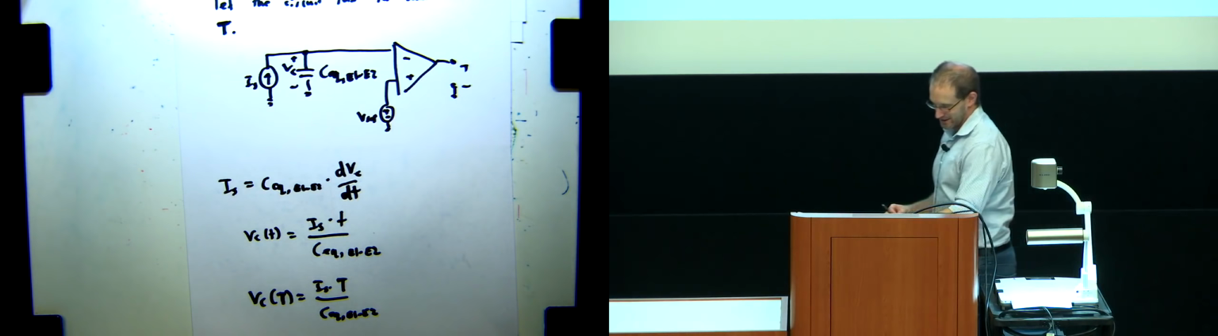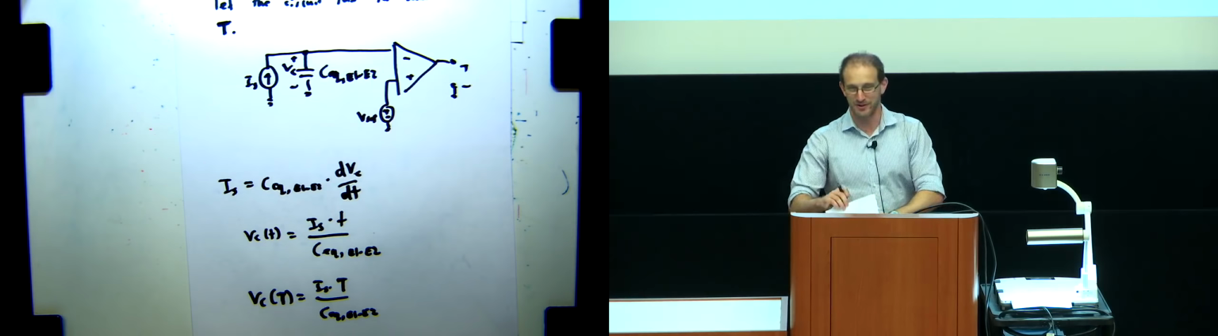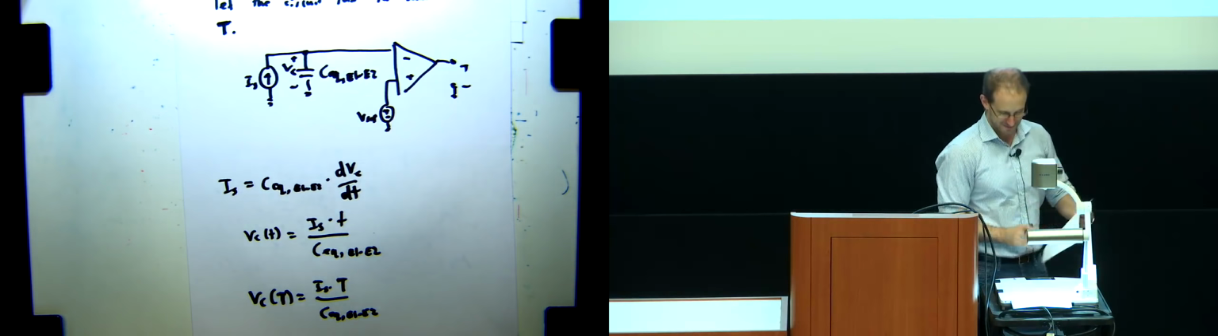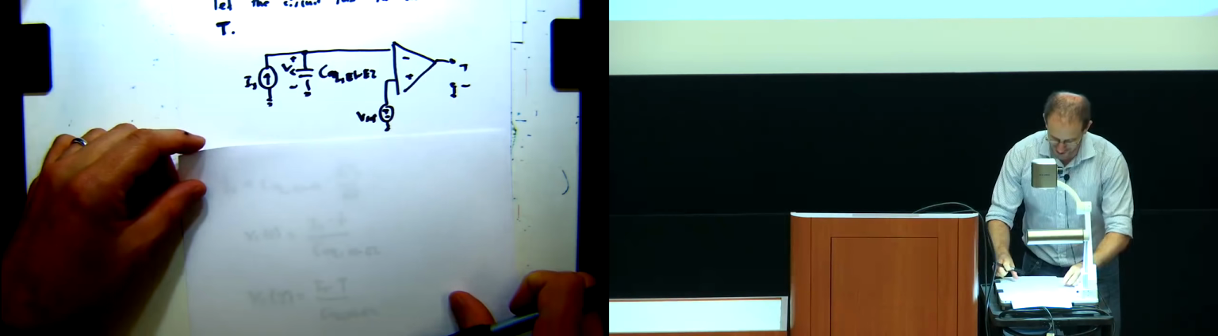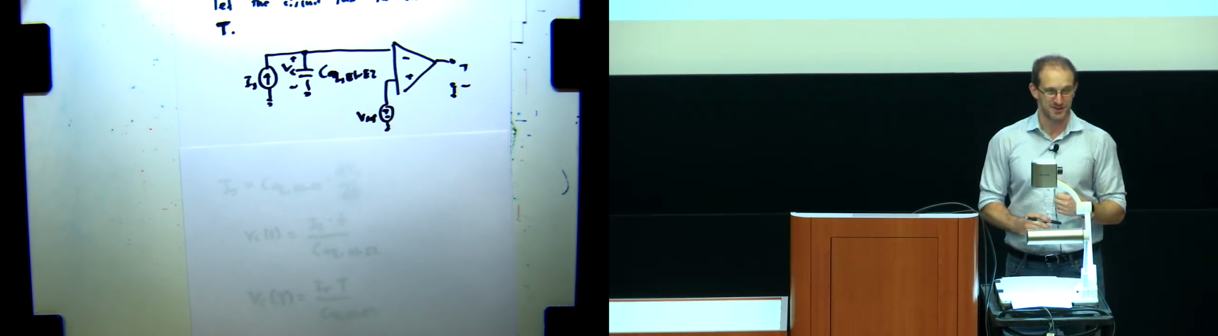Okay. So why did I bother setting all this stuff up? Now let's see what happens if we actually use our current source circuit. So all I want to do now is redraw this whole thing, but using the current source circuit that we introduced before.